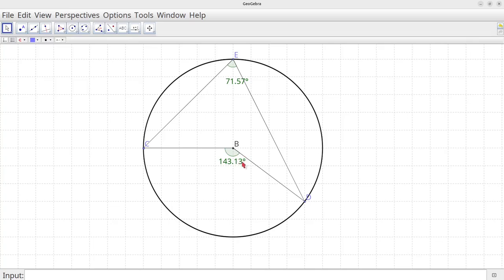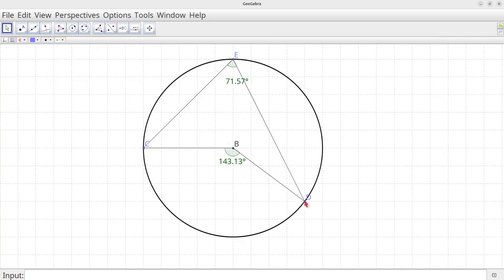Though these ones are not 100% accurate. If you divide 143.3 by 2, you are getting 71.565. It's rounded off, so that's why it's 71.57.